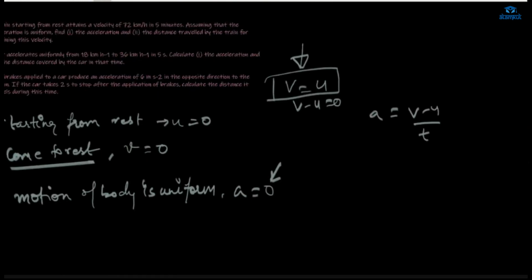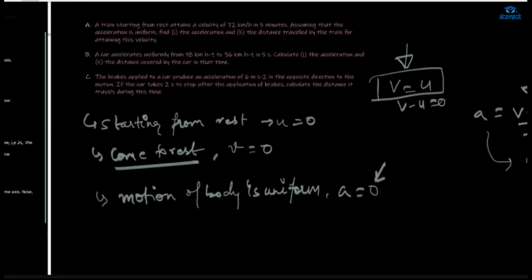A is v minus u upon t. So if v is equal to u, then v minus u is 0, and hence a is 0. If the question says the motion of the body is uniform, then you write a equal to 0. It can come as a 1 mark question: what will be the acceleration in a uniform motion? It will be 0, because there is no change in velocity. Means v equals u, and then a equals 0.